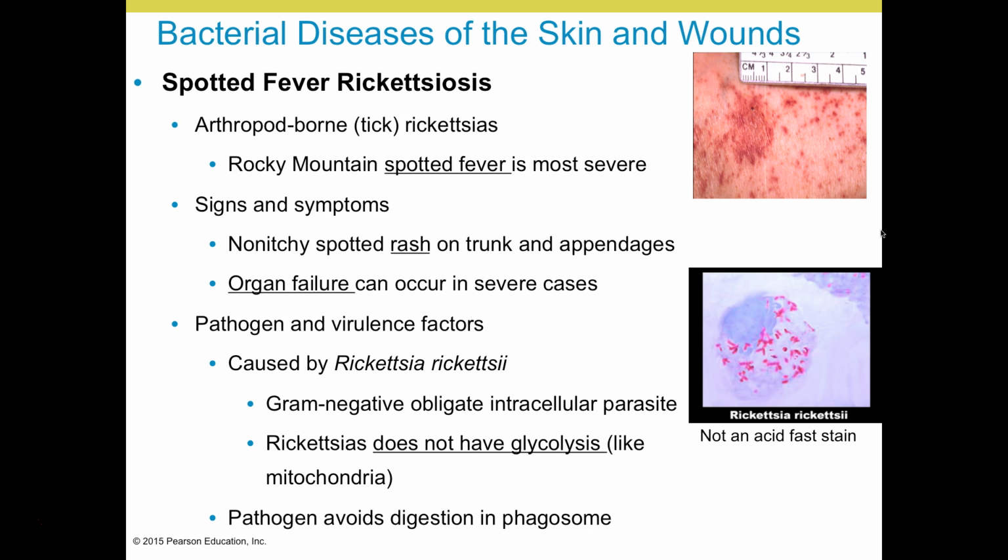The next one we're going to talk about is Rickettsia rickettsii. This causes rickettsiosis, which is known as spotted fever. The tick is the one that causes this, as the vector, right? It's also known as Rocky Mountain spotted fever, which is the most severe of all these types of spotted rickettsiosis. Your signs at first, you get a non-itchy spot, and then you have a rash on the trunk and appendages of the victims. The most difficult here is that organ failure can happen.